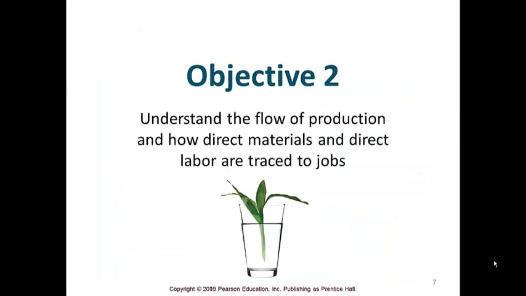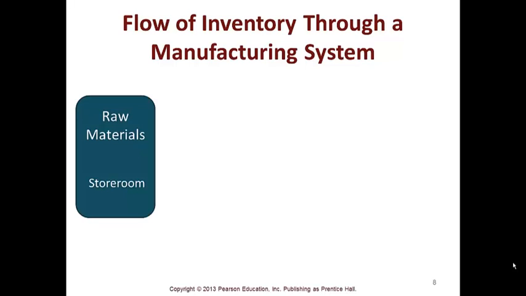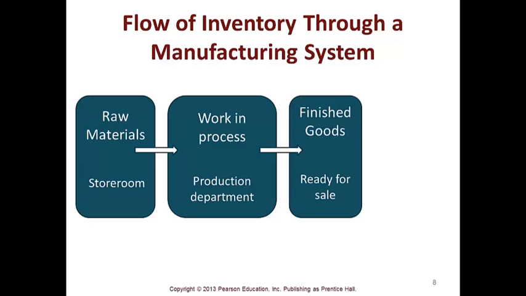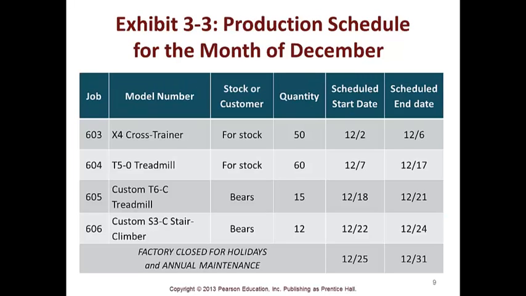Objective 2 is understanding the flow of production and how direct materials and direct labor are traced to jobs. So let's watch the flow of inventory through a manufacturing system. This should be a little bit of an overview because we talked about this somewhat in previous chapters. Raw materials become work in process, which become finished goods, and then they're sold and it becomes cost of goods sold.